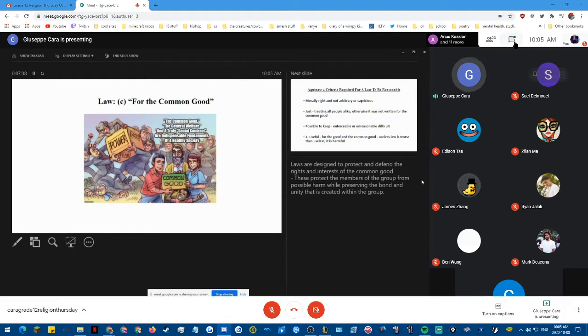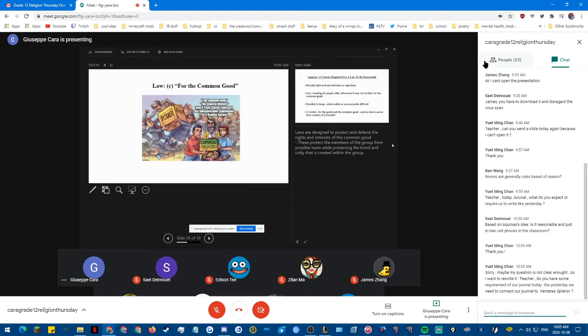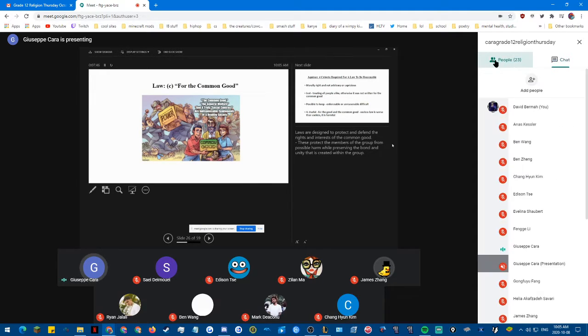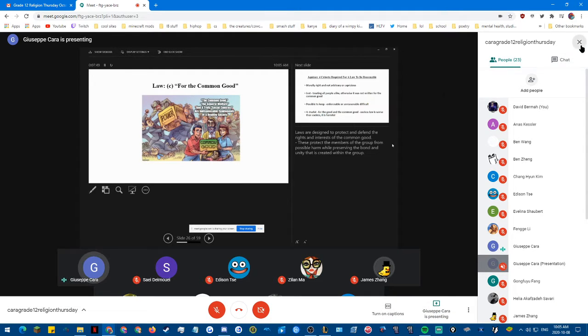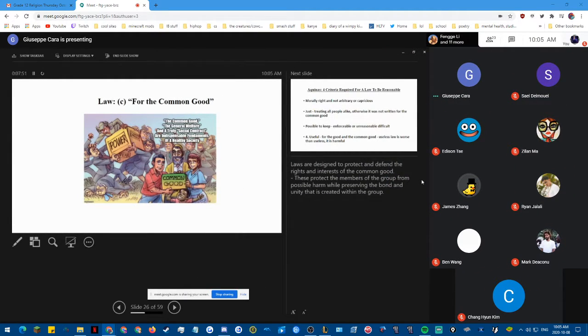Third criteria, laws must be for the common good, the general welfare of a truly social contract, and the fundamentals of a healthy society. So it has to be for everybody, not just for a few. Then we get into the idea of power and people using power to benefit themselves. But this has to be for everyone. Laws are designed to protect and defend the rights and interests of all the people, what we call the common good. These protect the members of the group from possible harm while preserving the bond and unity that is created within the group.